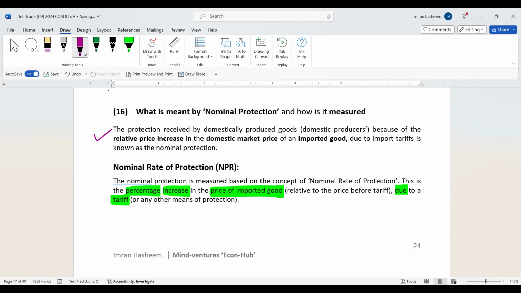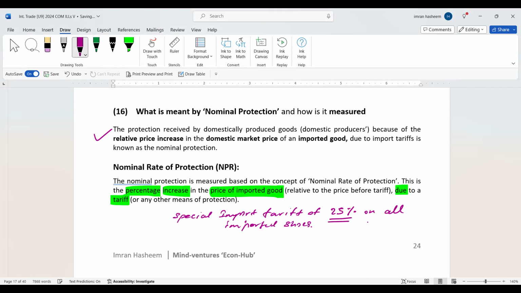Now, if the government says, to protect the domestic footwear industry, we are going to go for a special import tariff of 25% on all imported shoes. Get it? On all imported shoes. How much? 25%.